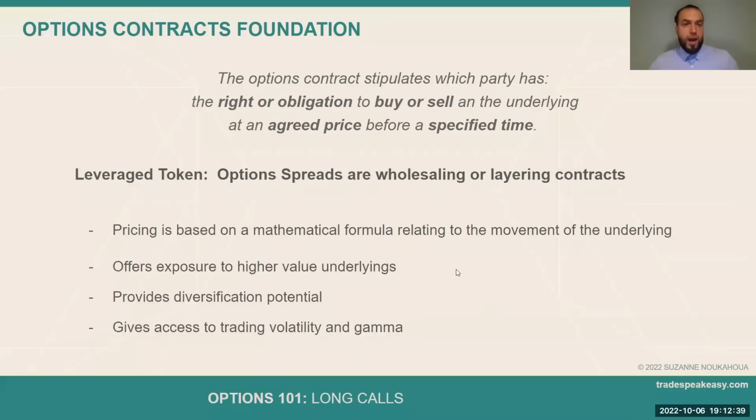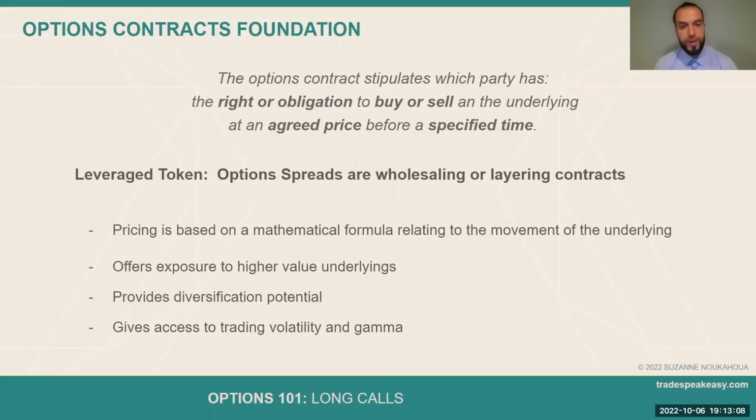All right. And so back to the fundamentals, the options contract stipulates which party has the right or obligation to buy or sell an underlying at an agreed price before a specified time. They are leveraged tokens. Option spreads are wholesaling or layering contracts. So when we talked at the very beginning of the class about how Suzanne likes to teach us how to create option spreads, that involves layering contracts.